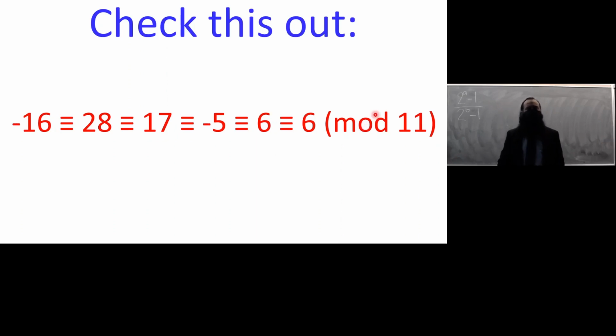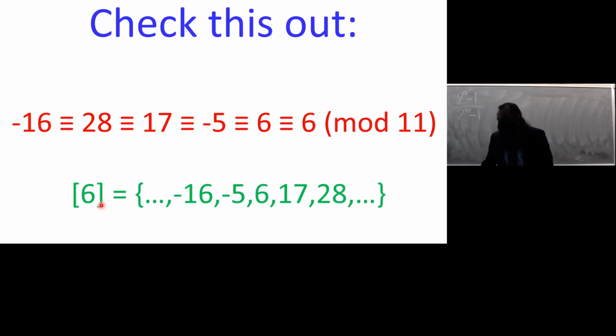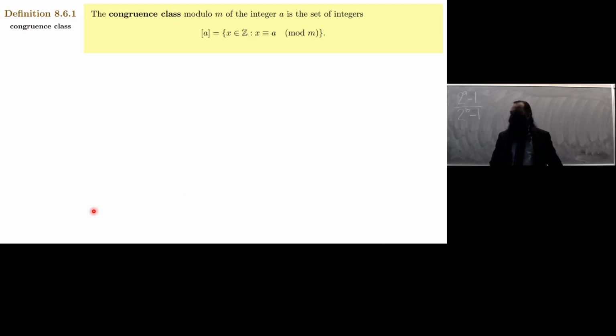So when working mod 11, I'm going to define a set. That set is going to be denoted 6 with square brackets around it. That is the set of all integers that are congruent to 6. Okay? So all of these integers, minus 16, 28, 17, minus 5, they're all part of the same congruence class. It's a set of integers that are all congruent to the same thing, in this case 6.